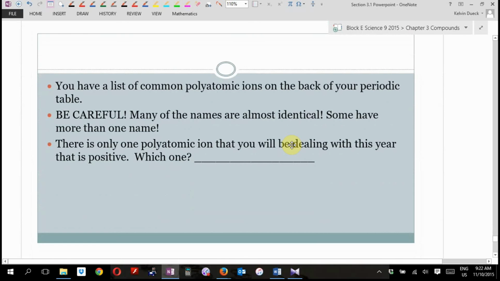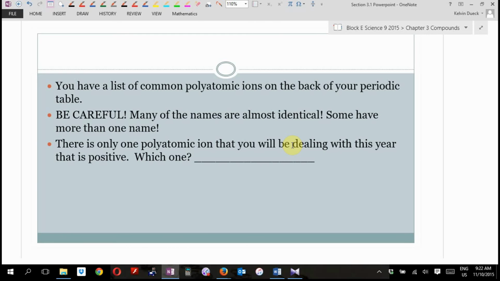You have a list of common polyatomic ions on the back of your periodic table. Be careful. Many of the names, have I gone on my rant about how much I hate the naming? Yeah. Okay, because many of the names are almost identical. For example, look at the bottom 2. Make very sure you read carefully whether it's sulfate or sulfite. And it gets better. There's also going to be a sulfide. Or right above it, you have phosphate, phosphite, and there's also going to be a phosphide. All I can say is read really carefully. I can't change the stupid chemical naming rules.